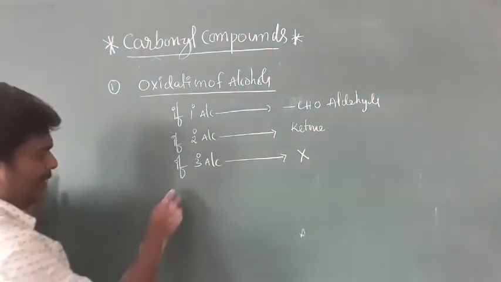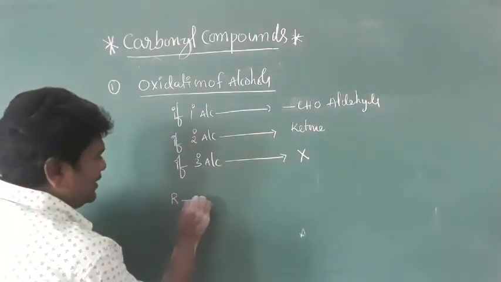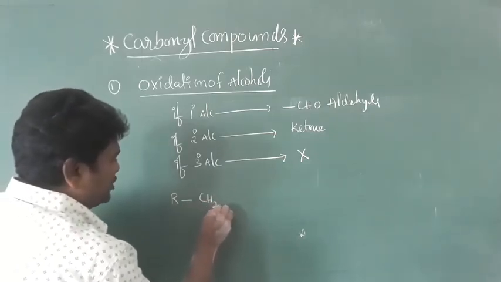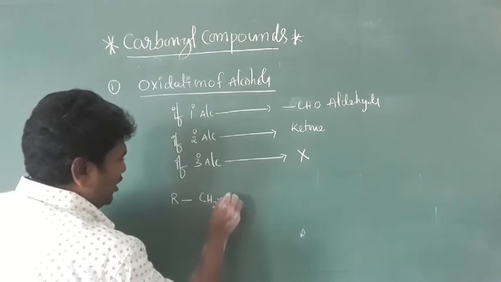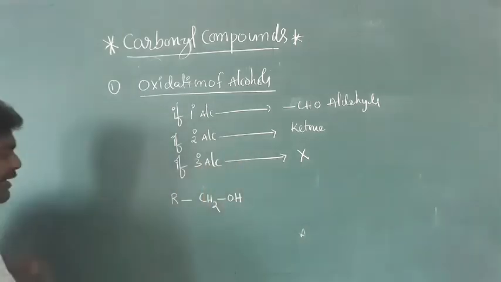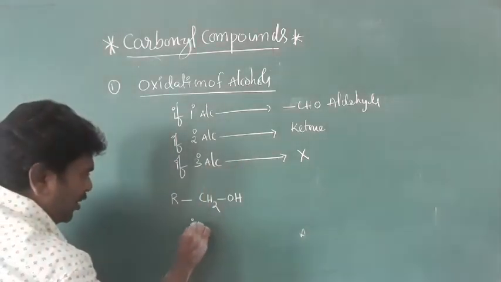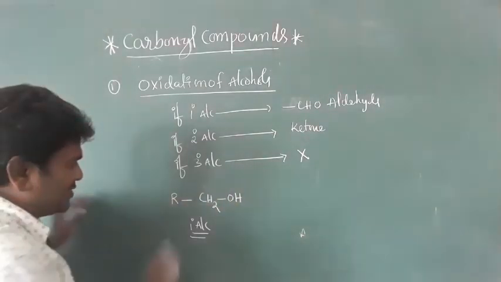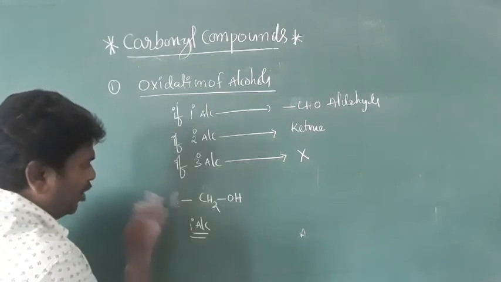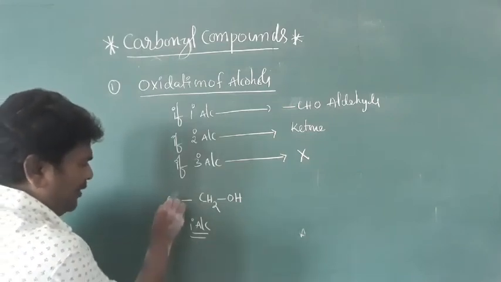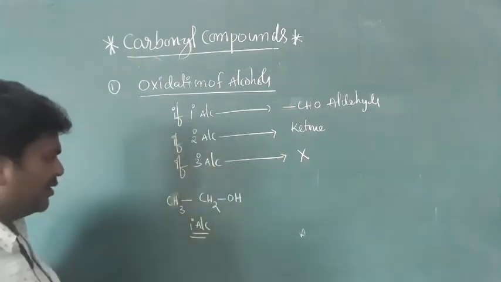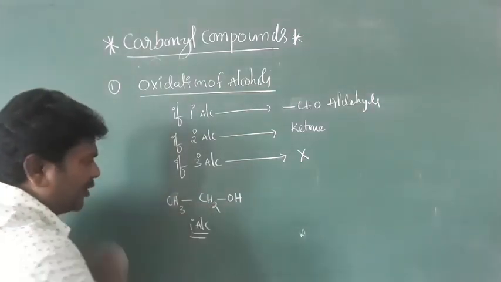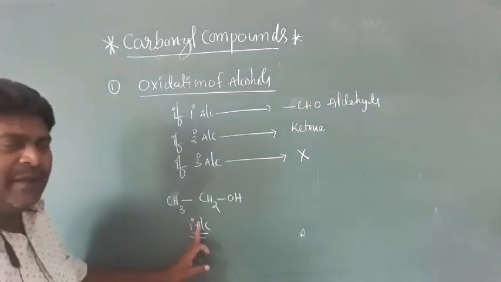See all of you, this is RCH2OH. It is a primary alcohol. You know this one. What is a primary alcohol? R means the alkyl group, maybe CH3, for example. So the carbon bearing the OH group is attached to one carbon; that is called a primary alcohol.